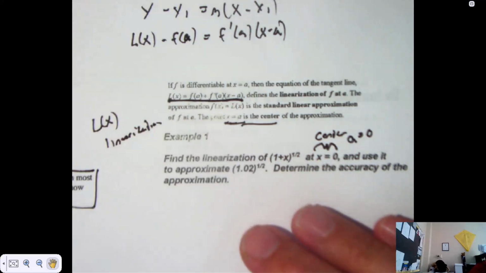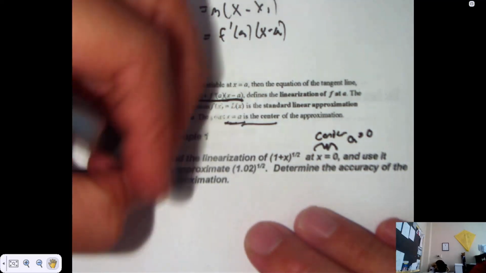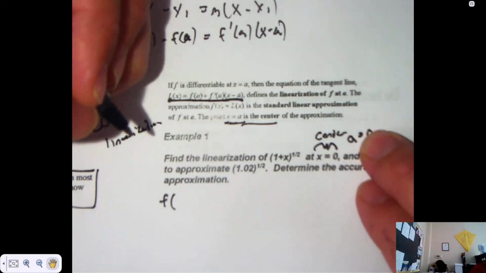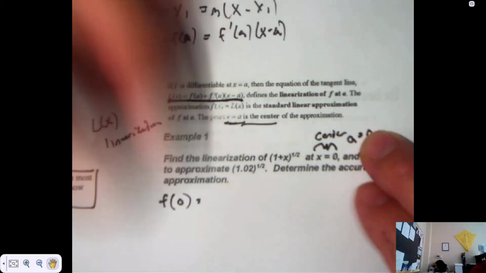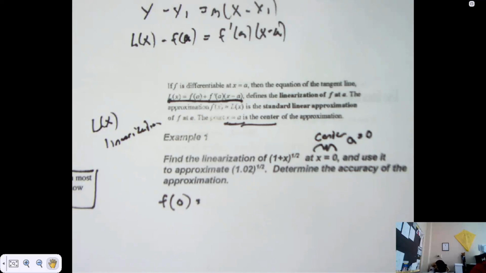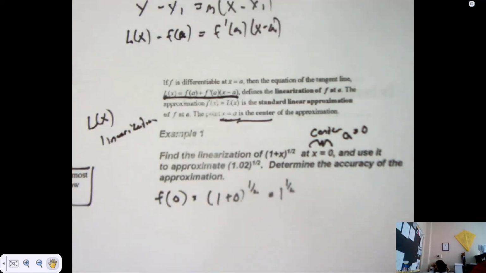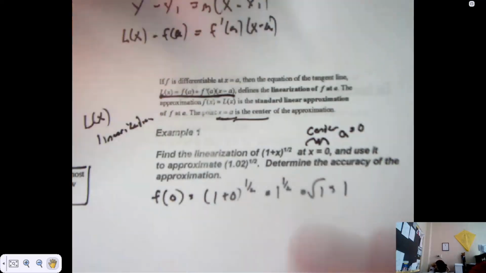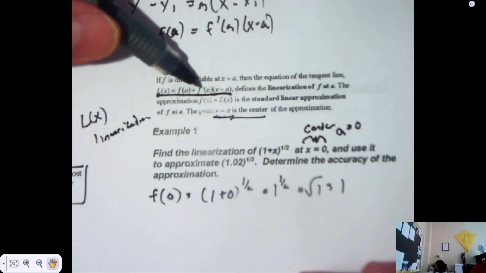All right, so there's some stuff we need. If you look at this formula, we need to know f of a. In this case, we need to know f of 0, right? Because a is 0. I'm going to have to figure it out. F of 0 would be 1 plus 0 to the 1/2 power, which is 1 to the 1/2 power. Now, what root is that asking you to take of 1? It's the square root of 1, which is 1.